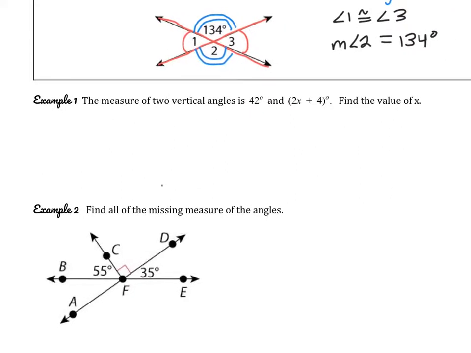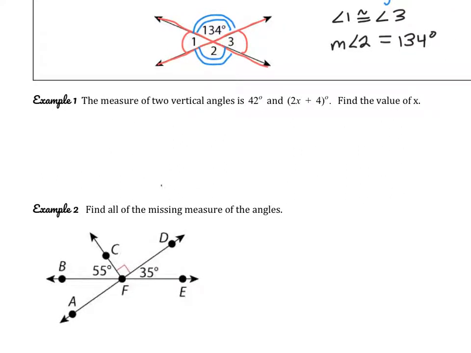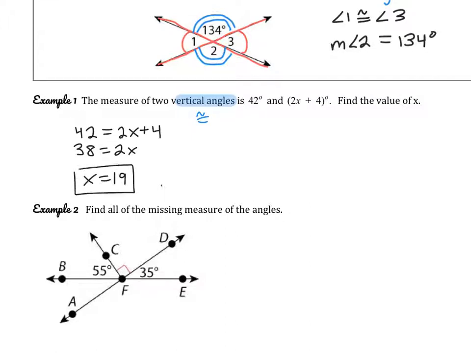Okay, so let's look down at example 1. This says the measure of two vertical angles is 42 degrees and 2x plus 4 degrees. Find the value of x. So again, we know that vertical angles are congruent, which means that these two measurements should be equal. So all we have to do is set up the equation 42 equals 2x plus 4 and solve. So I'll subtract 4 from each side and then divide by 2 and we get x equals 19. Easy as that. However, again, you need to know that vertical angles are congruent.